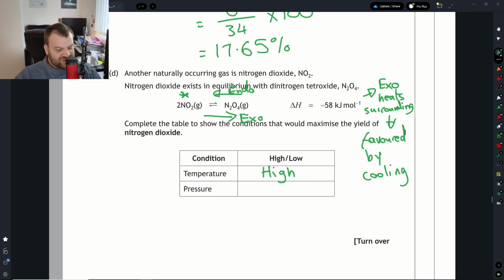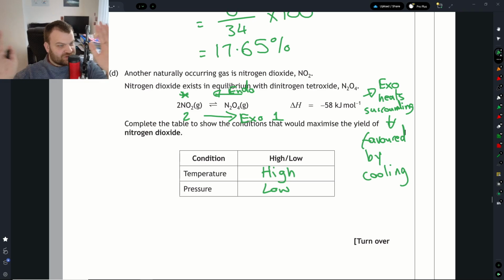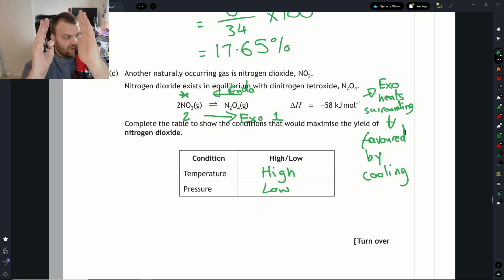In terms of pressure, we need to think about the moles of gas. We have 2 moles of gas on the left, but only 1 mole of gas on the right. We want to favour the larger side, which means we want a low pressure. I think about, if we're using our hands, if we want to increase the pressure, we need to lower the volume. There's less space between them. We're squashing them together. We want to favour the bigger side, so a lower pressure would allow us to do that.